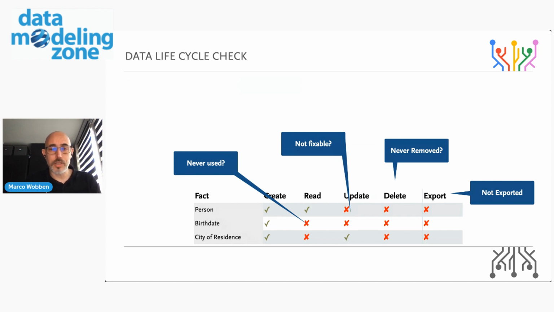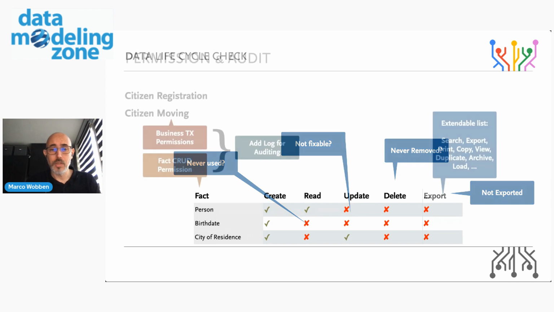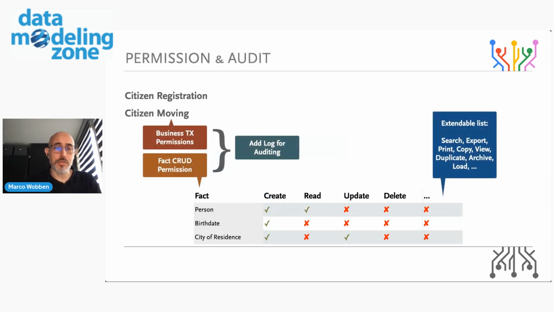So in our small example, we see that the birth date is never read in our small little application with two business transactions. And no data is ever deleted and never exported either. And this gives a little clue to where we can design and build permissions, audits, and security. Because if we look at the business transactions, we can actually specify, wait a minute, who can actually execute these business transactions?